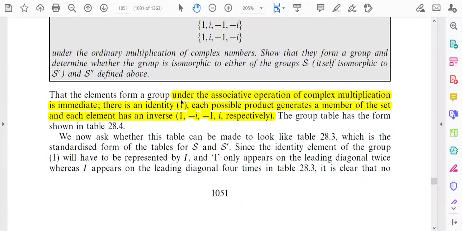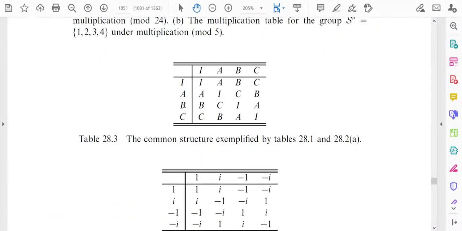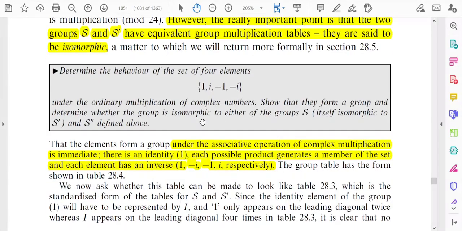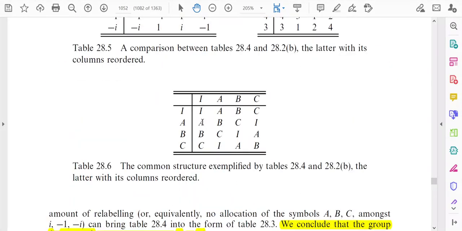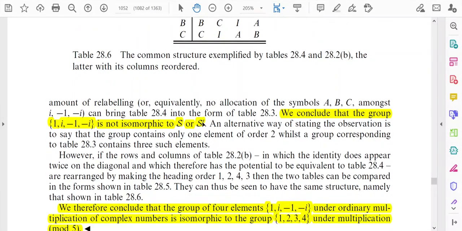But if we look at the table of 28.3, that is this structure. So, apart from this identity element, which has been generated by the product of I and I, all these 3 other elements have been generated by the product of either A into A or B into B and C into C. So, A, B, C, they are elements of order 2. So, there are 3 elements of order 2 in the table 28.3.